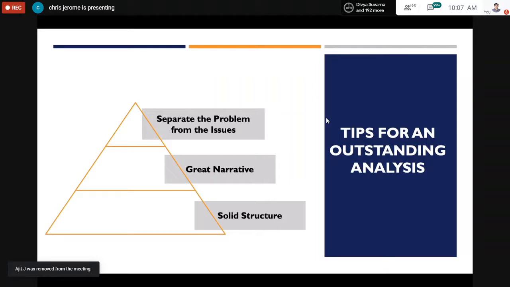So getting extremely good at case studies would involve the third process, and it comes with practice. So it's crucial to keep doing this frequently, as long as time permits, so that students get better. We'll get into tools and frameworks that help with the first two, the solid structure and telling a great narrative.